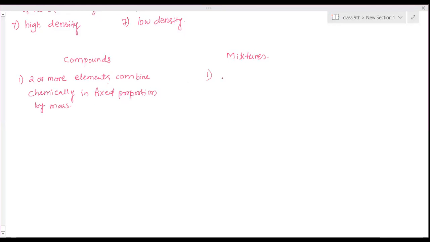And in case of mixtures, two or more substances are mixed together physically in any proportion.